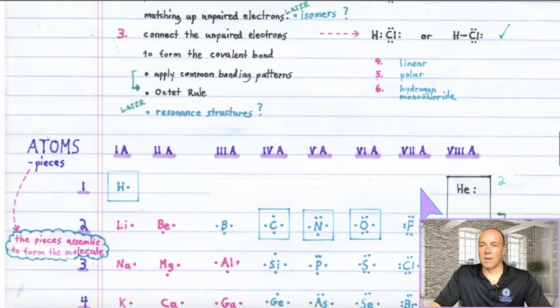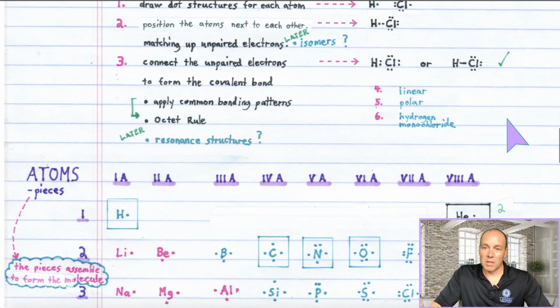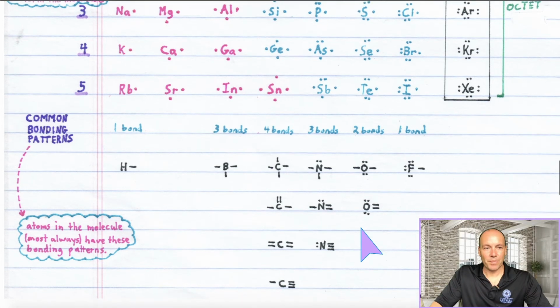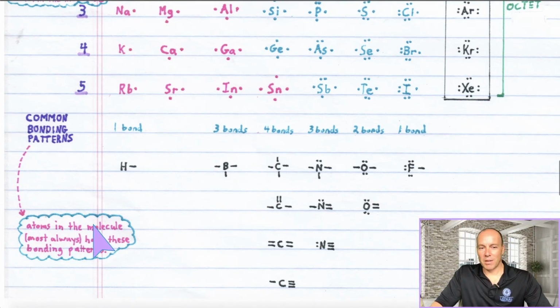So if your molecule has a carbon or a nitrogen or an oxygen, just look at the final Lewis structure and make sure that those atoms take on one of these bonding patterns. Okay, so atoms in the molecule almost always have these bonding patterns.